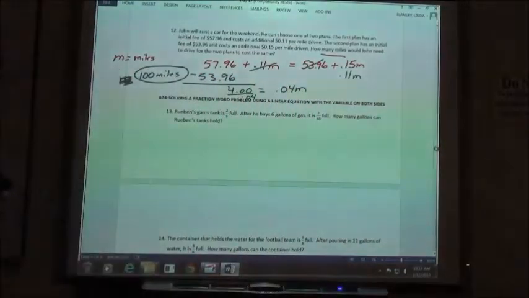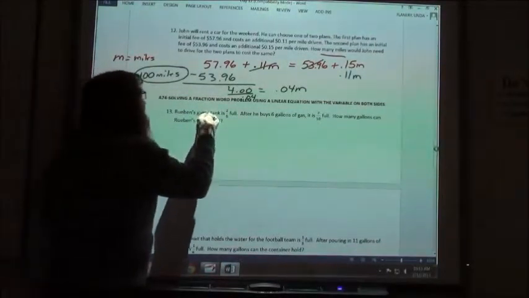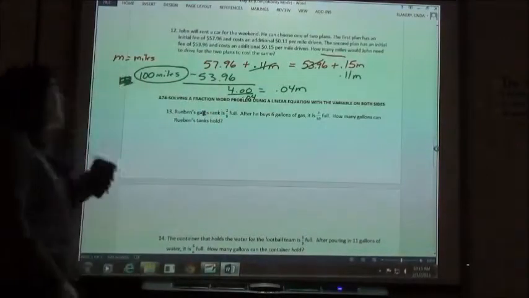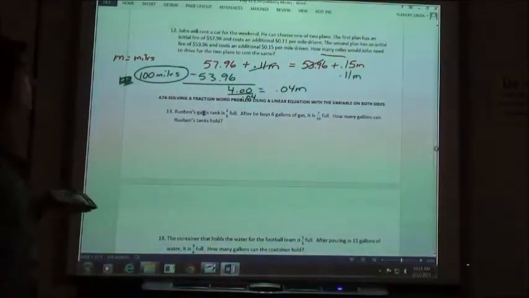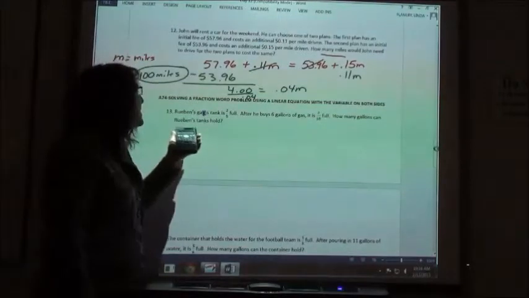The next ones, we are solving word problems that have fractions in them. It says Reuben's, that's supposed to say gas. Let's fix that. Reuben's gas tank is 2/5 full. After he buys 6 gallons of gas, it is 7/10 full. How many gallons can Reuben's tank hold?